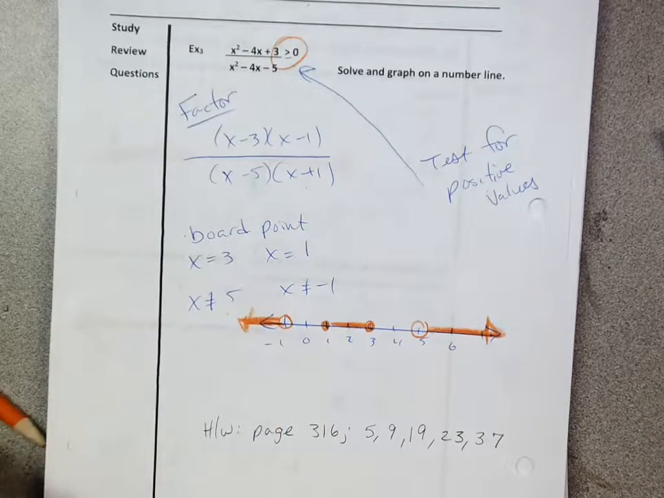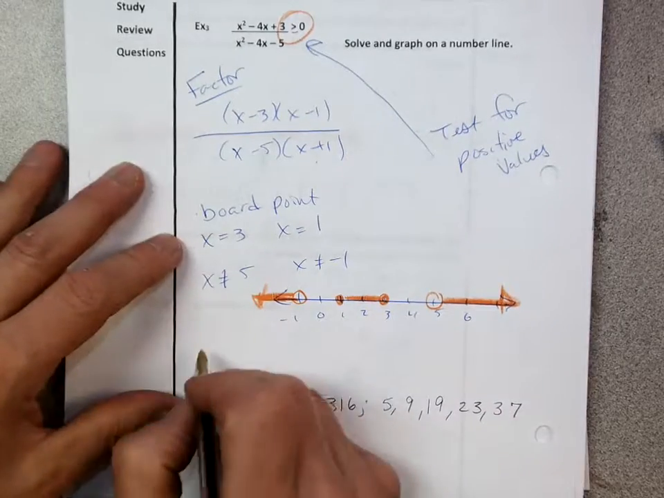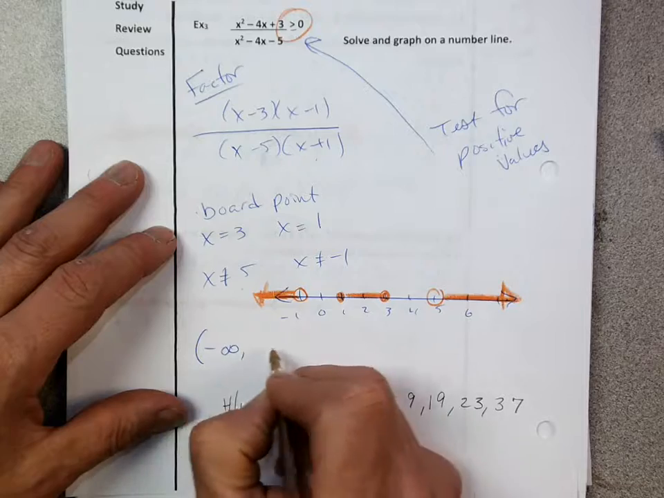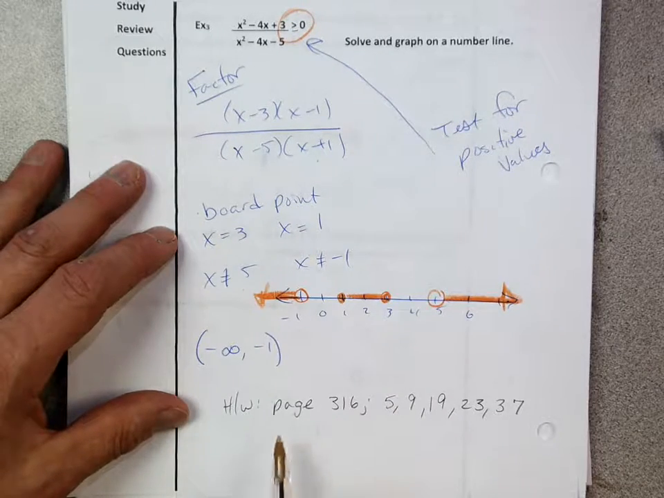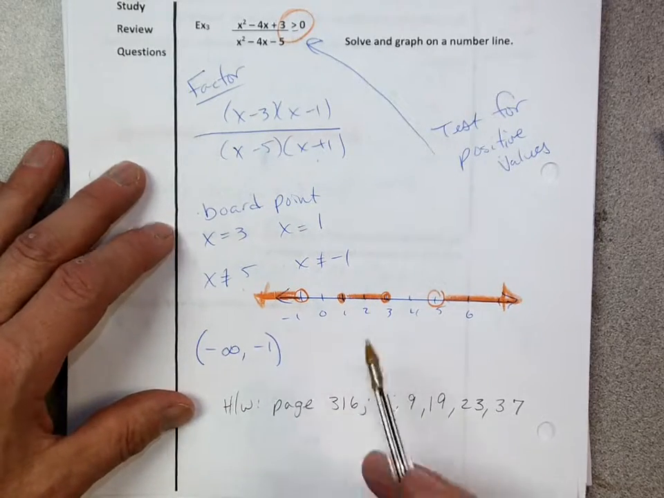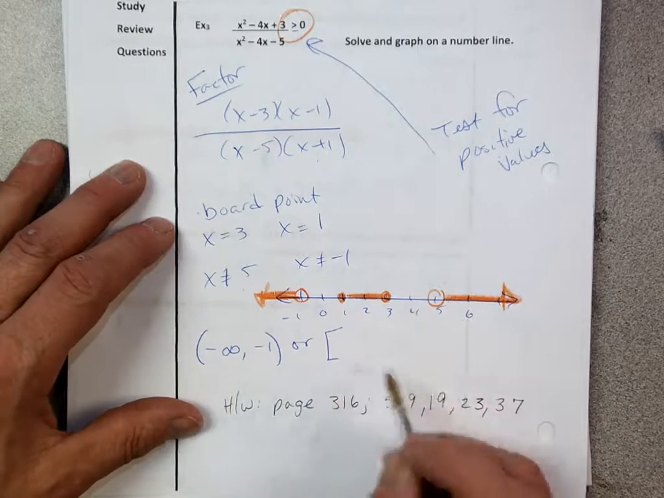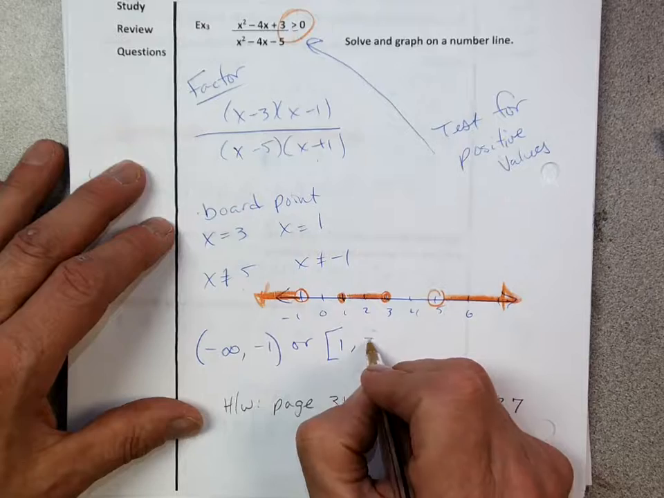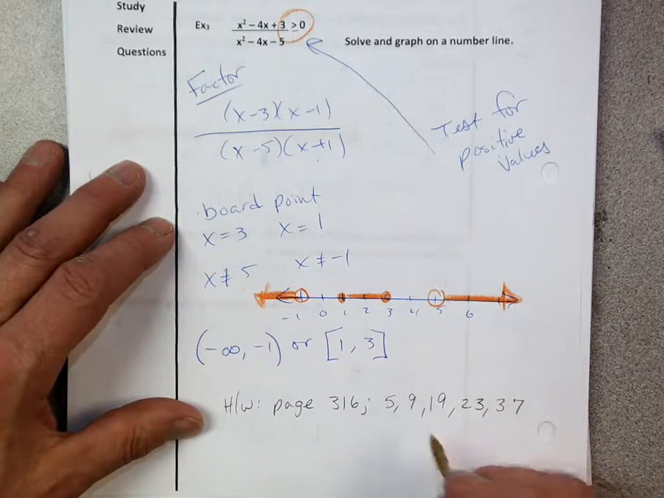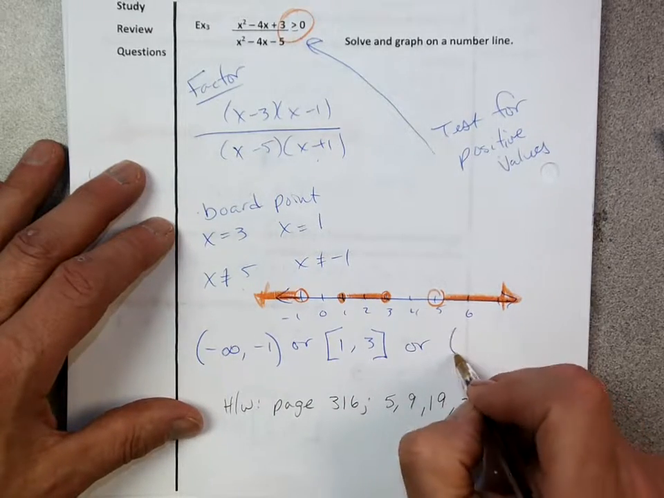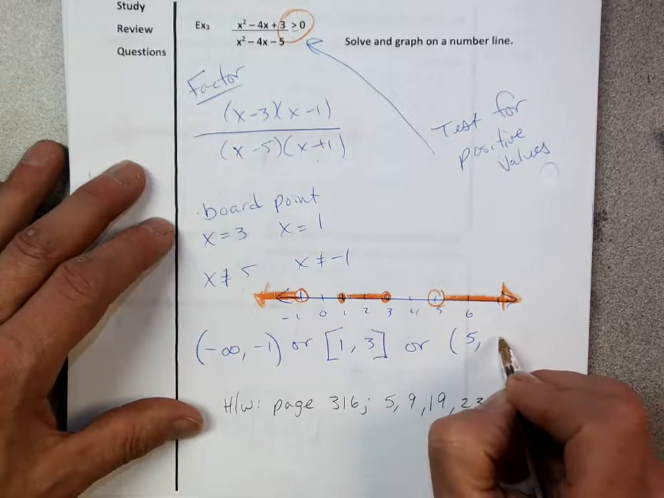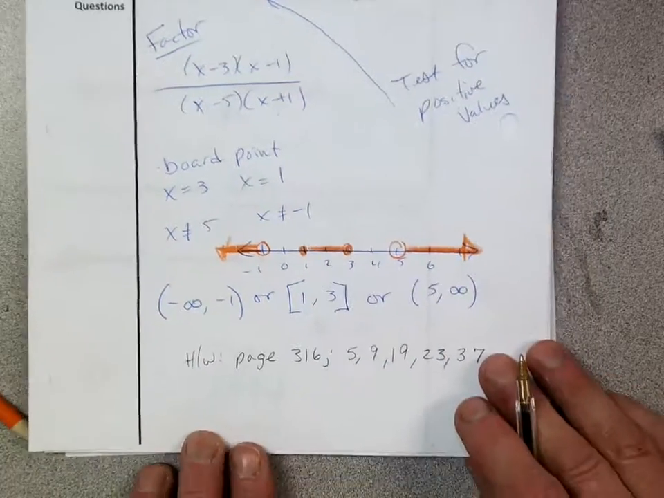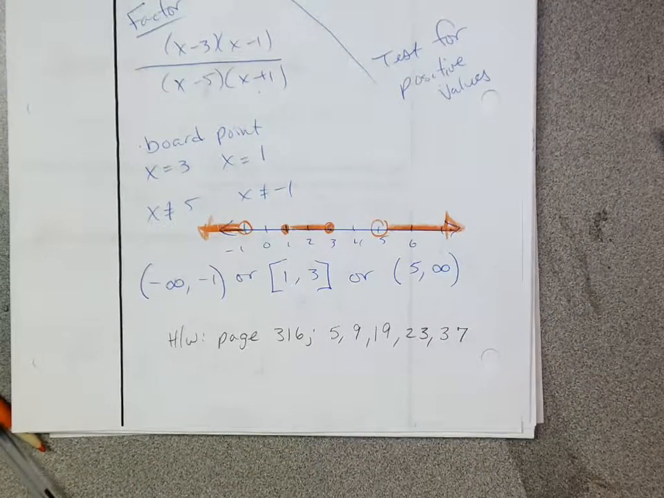So then finally, interval notation, we're going to go parentheses, -infinity, comma, -1, parentheses, because it does not equal -1. Or bracket, because it equals it, 1, 3, bracket, right? Or parentheses 5, infinity. There's my solution in interval notation. Okay, thumbs up. Not that bad.